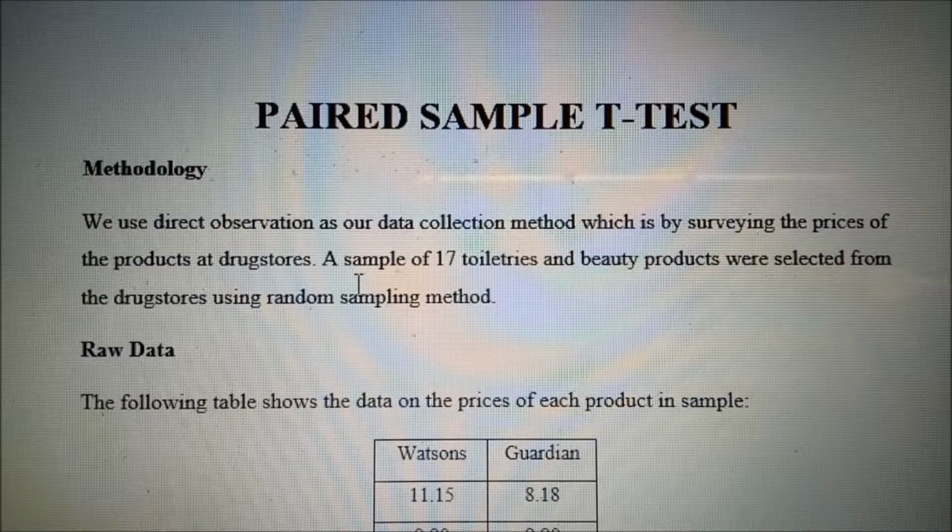Paired sample t-test. The methodology. We use direct observation as our data collection method, which is by surveying the prices of the products at drugstores. A sample of 17 toiletries and beauty products were selected from the drugstores using random sampling methods. These are the raw data.